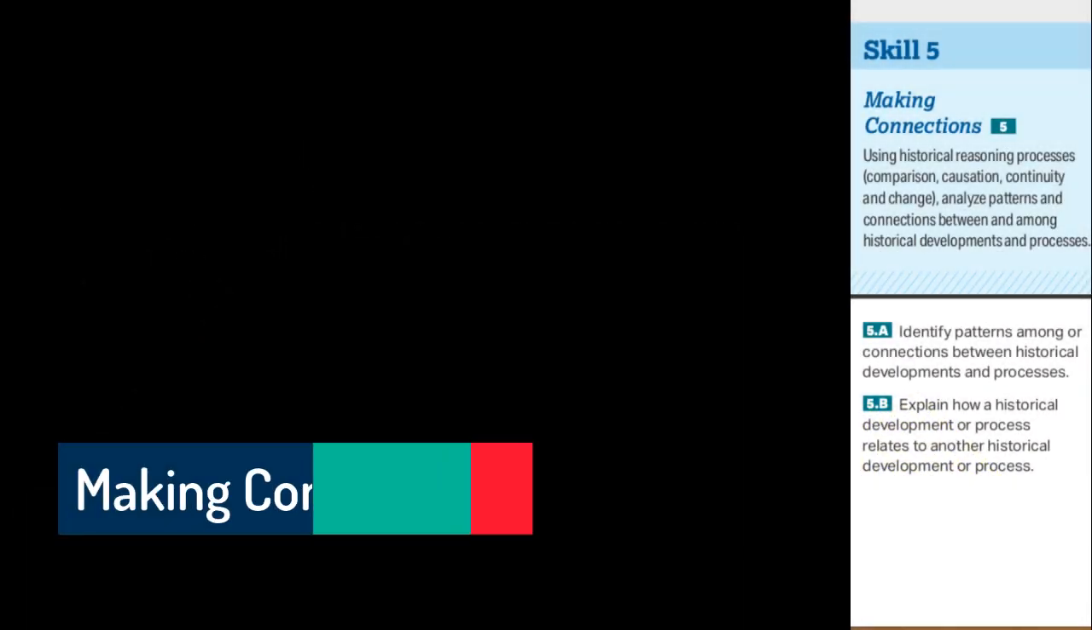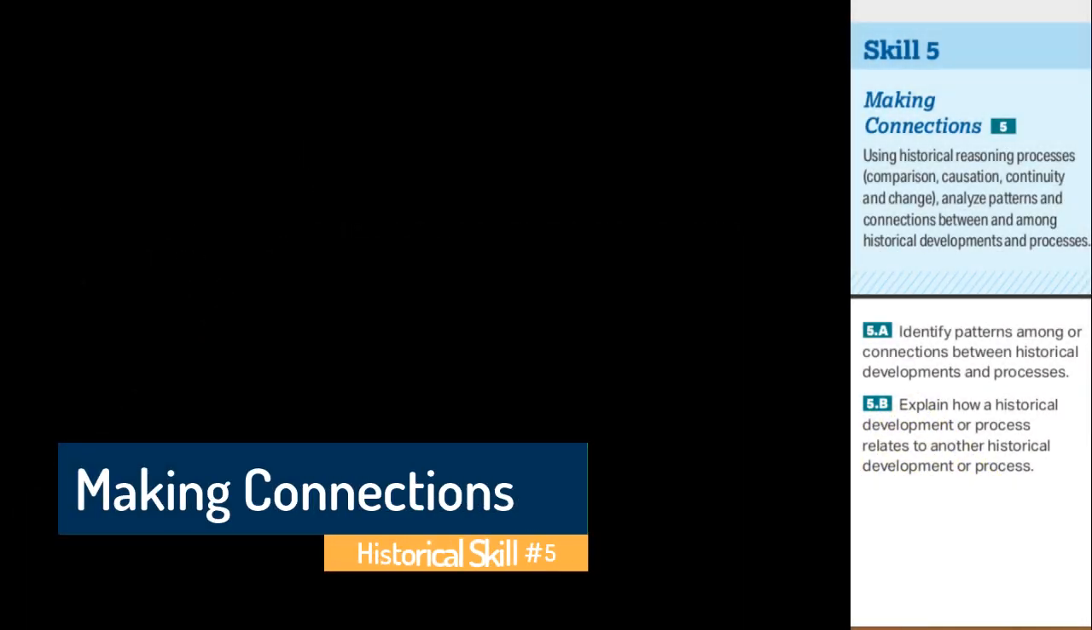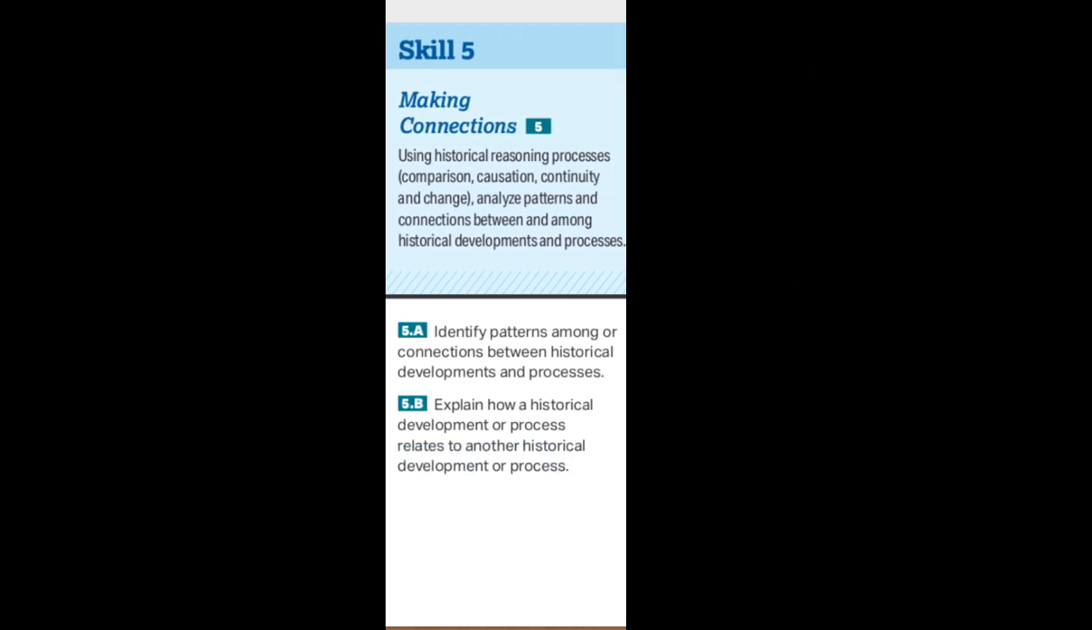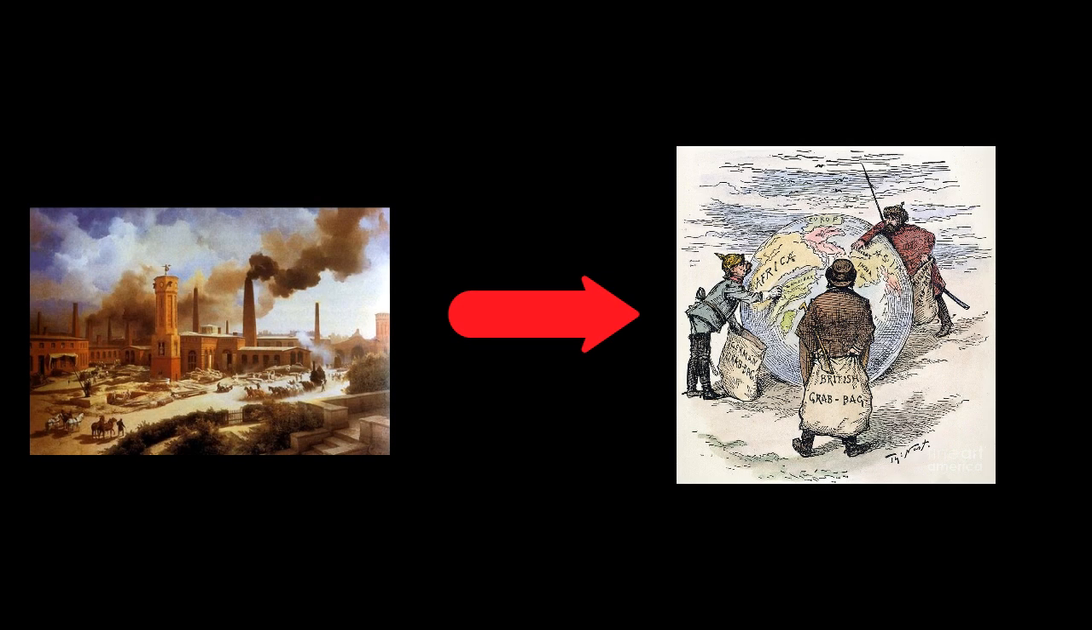Skill number 5 is all about making connections. In other words, identifying patterns within history. We want students to be able to demonstrate that one part of history is connected to the next, that there's patterns between the two that lock them together. My favorite is industrialization versus imperialism. Most students, if you teach them this, kind of see industrialization over here, imperialism over here. But we all kind of know that they're really related.